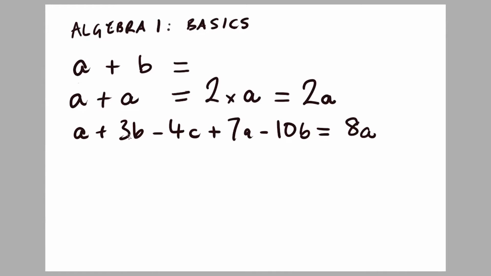With the b's, it's similar. I've got 3b here and I've got minus 10b here. Well, 3 minus 10 gives me minus 7 lots of b. And with the c, I've got a minus 4 c's here. There's no other c's, so I can't simplify that anymore. So I'm going to get minus 4c. And that's the simplest way in which we can write this expression.